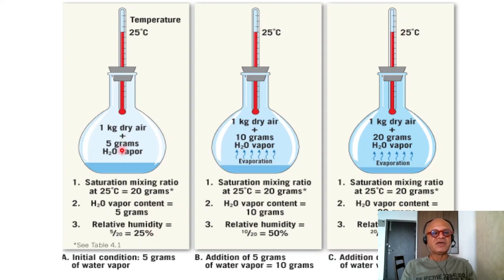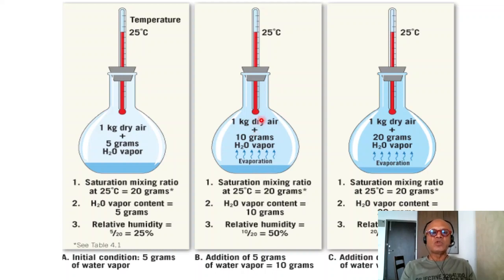Relative humidity: if you have kept the water vapor content at 5 grams and the total holding capacity is 20 grams, then your relative humidity is specific humidity divided by saturation humidity, which is also called mixing ratio. So it's 5 over 20, so 25%. What happens? Saturation mixing ratio is again at 20 grams. If you raise the water vapor content to 10 grams, then your relative humidity goes to 50%.